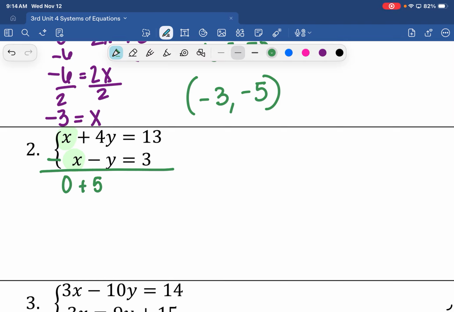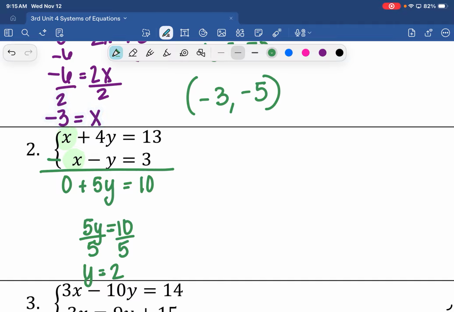Okay, what about 4y minus negative y? 5y. Equals 13 minus 3. So we have 5y equals 10. How do I solve that? Divide by 5y or just 5? Just 5. So y equals 2.